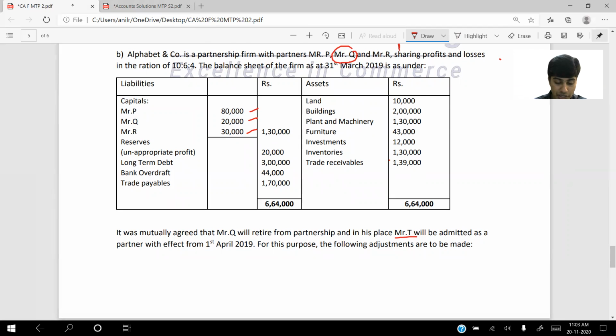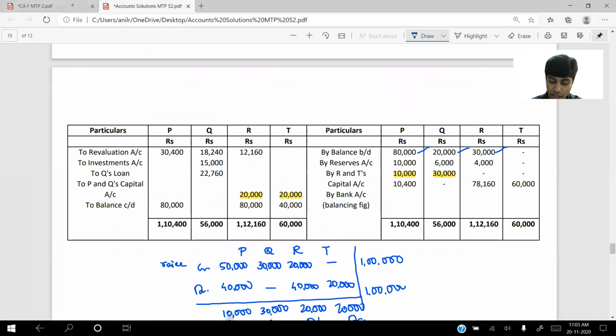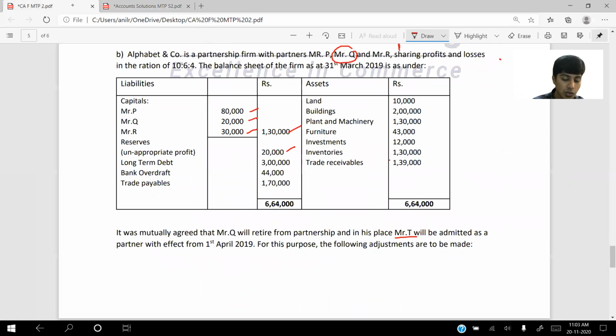Next, what is the next item in our balance sheet? We have reserves. Okay, this is done. Reserve is 20,000. 20,000 has to be shared between P, Q, and R in 10 is to 6 is to 4. Have a look here. Shared between P, Q, and R, 10 is to 6 is to 4. 20,000. Done. Shared.